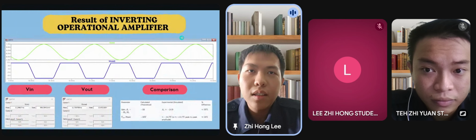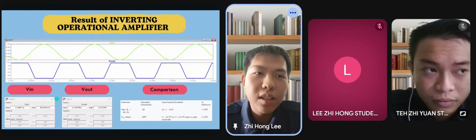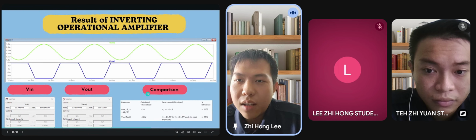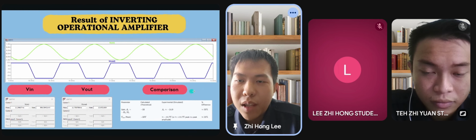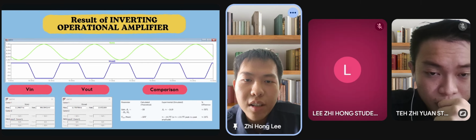This is our result of the inverting operational amplifier. You see this one is 1 V and this one is 30 V. And this is a comparison of our theoretical calculation and the simulation result.